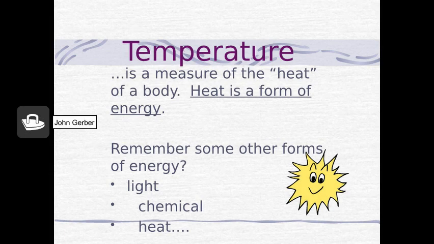Let's look at the effect of temperature on plants. Heat is a form of energy. There are other forms of energy, such as light energy, chemical energy, like in sugar. Heat is a form of energy, and temperature is the way we measure how much heat is in a body.